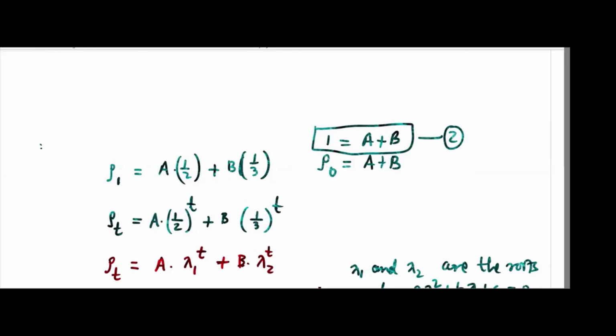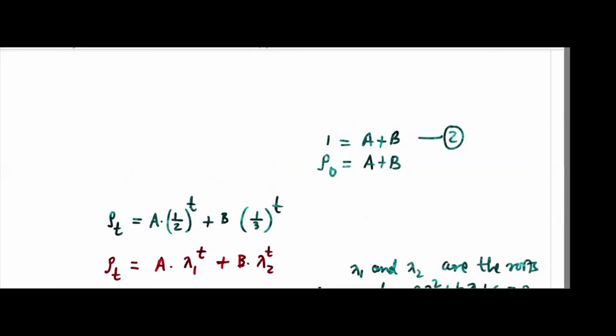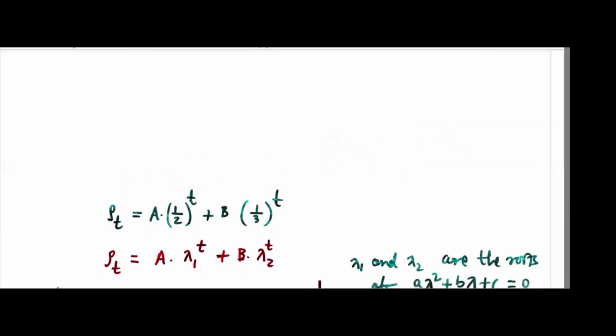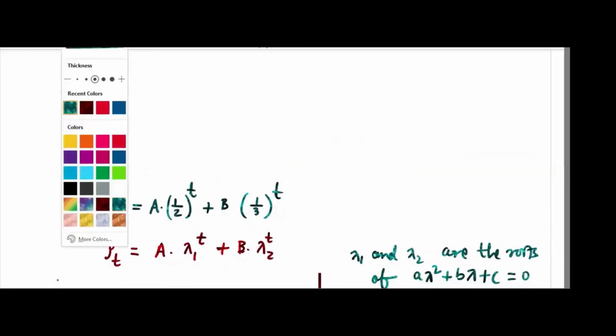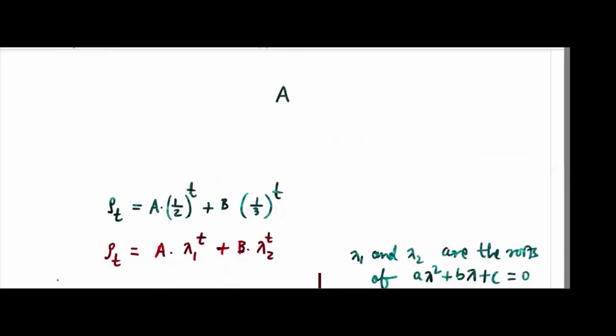So when you solve, probably you will get this. I wrote somewhere here only yesterday, but I'm not getting it. Okay, when you solve A and B, you will get A = 16/7 and B = 9/7. Now A plus B is 1, that is satisfied.